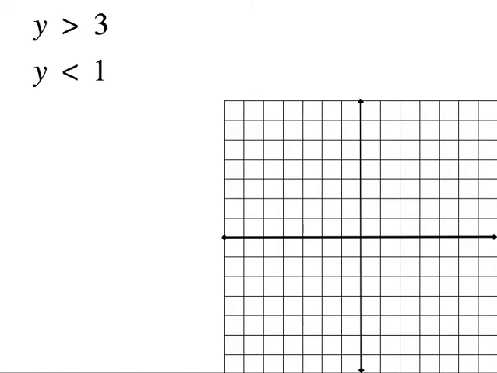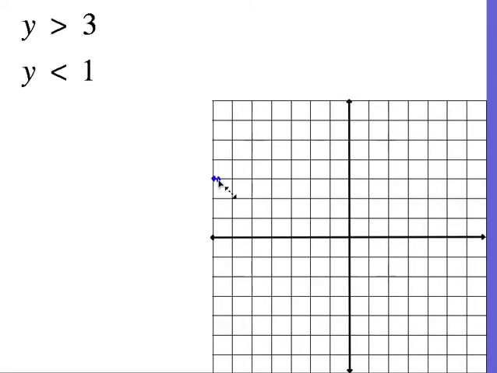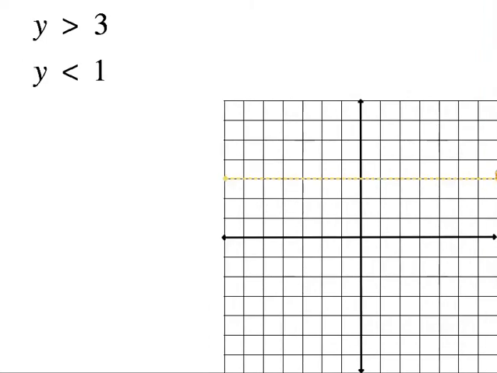Y is greater than 3. So when I see Y, that means what type of line? Horizontal. Okay, so I'm going to do a horizontal line at 3. So there's my horizontal line at 3. Let's go ahead and change that to yellow since that's my first one. Which way am I going to shade, above or below? Above. Why above? Because it's greater than 3, right? This is a greater than sign. So this means you're going to shade above 3.